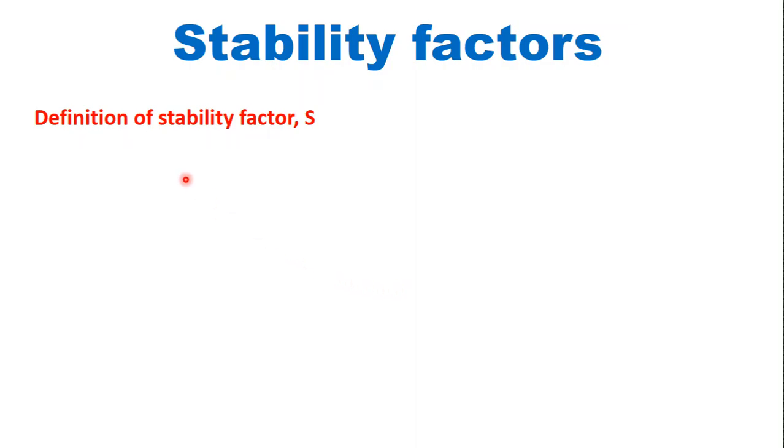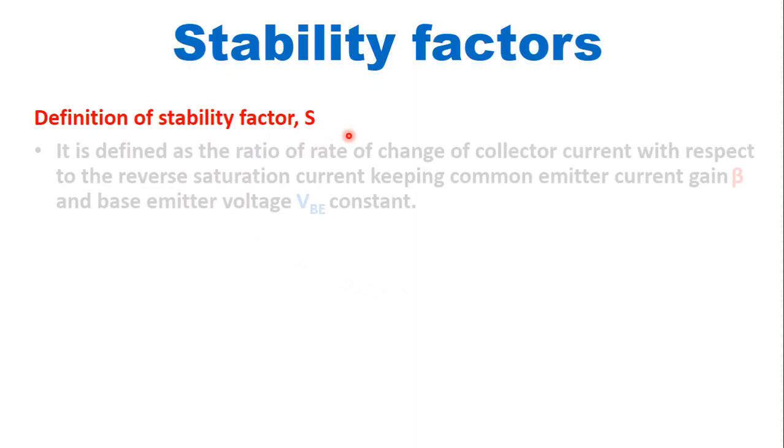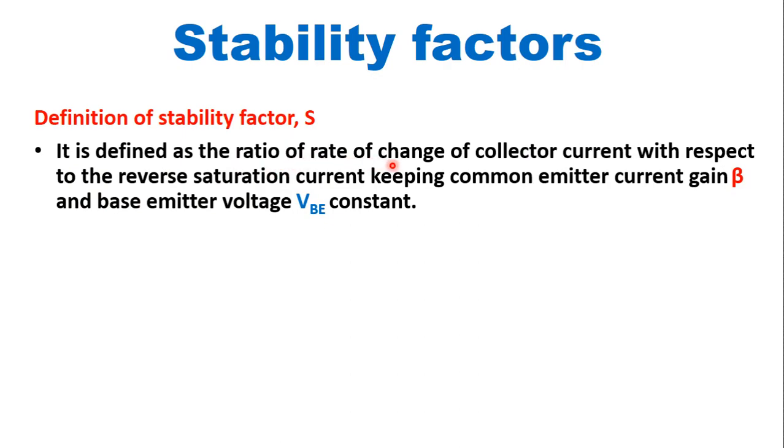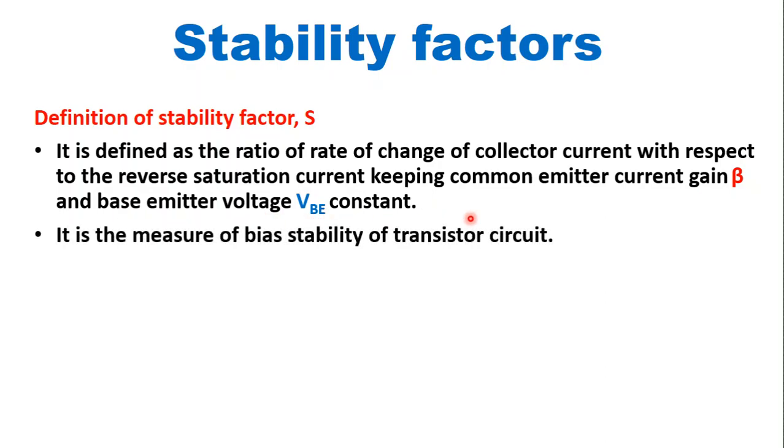Now let us see the definition of stability factor S. It is defined as the ratio of rate of change of collector current IC with respect to reverse saturation current ICO, keeping common emitter current gain beta and base emitter voltage VBE constant. It is the measure of stability of the transistor circuit. According to the definition, the equation will look like this. S is equal to del IC upon del ICO at VBE and beta constant.